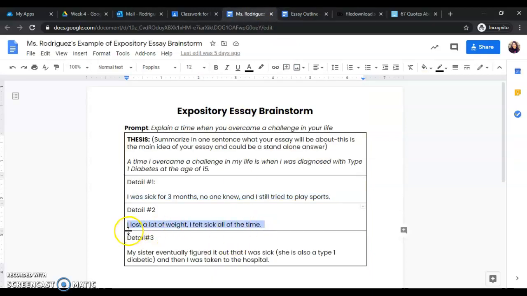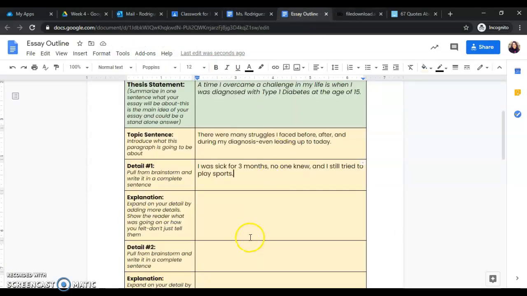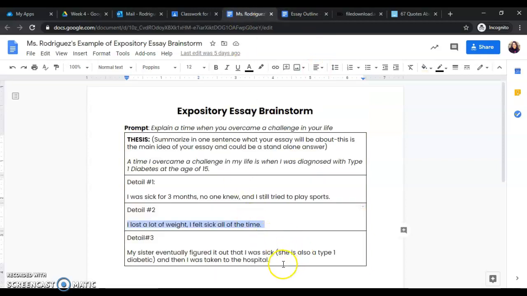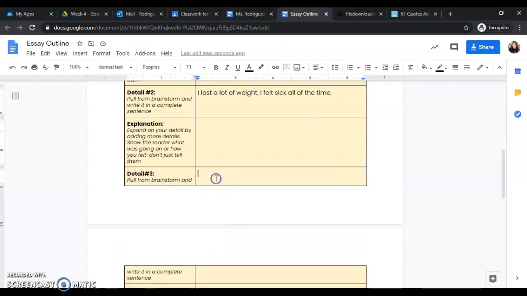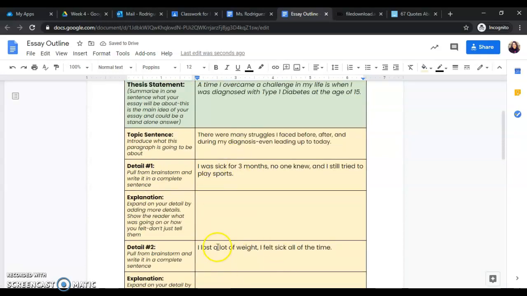Again, it's kind of the nice part. That's why we break down our writing, because it makes it a lot easier in the long run. So there's my detail number 2, and then my third detail. Boom. So I have my 3 details already in there. All you're doing from this point is explaining in further detail your detail.